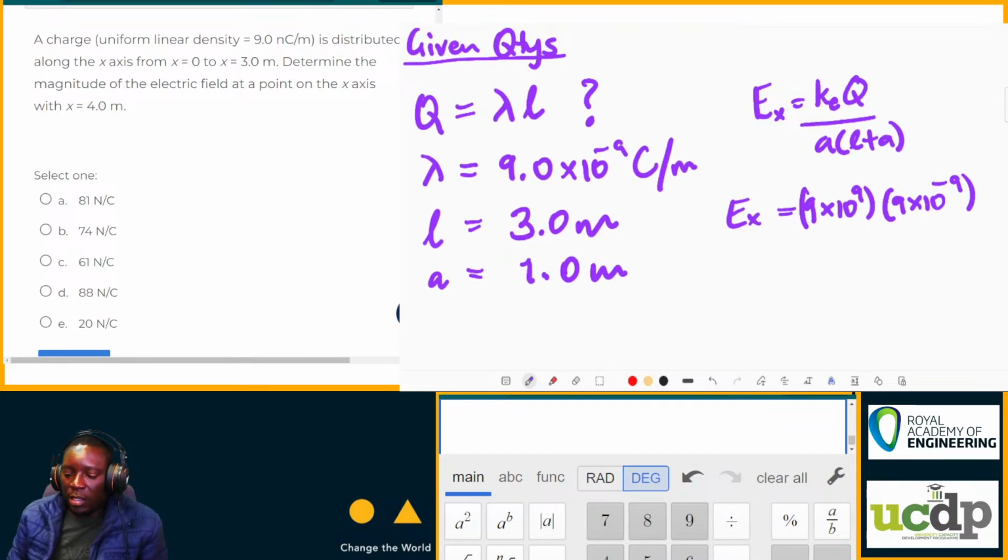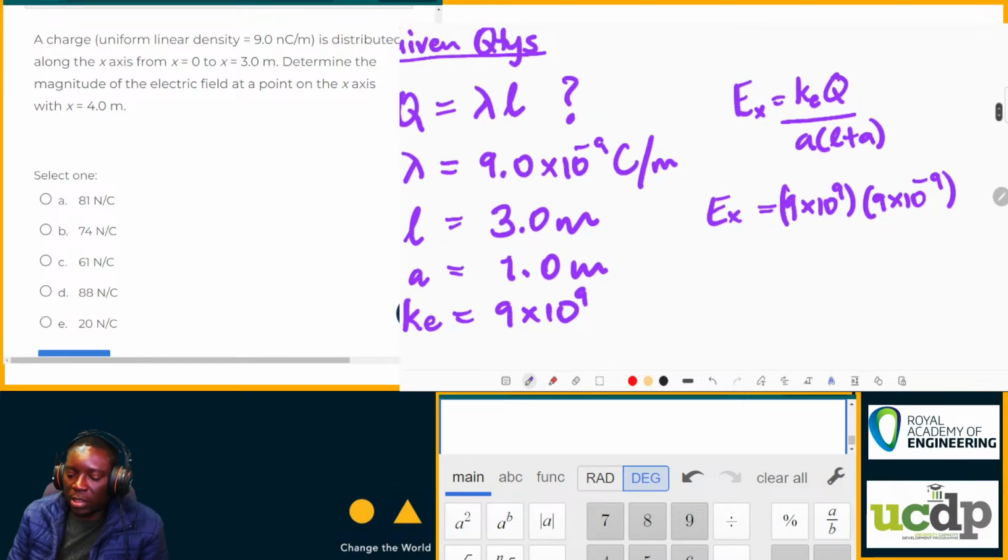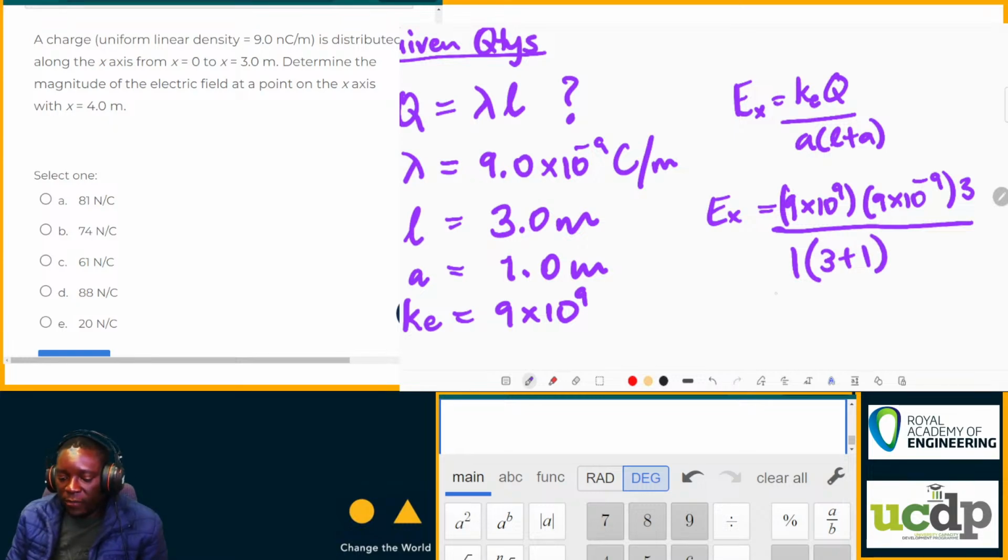Ex is Ke, where Ke is that constant, which we didn't list there. We can as well edit 9 times 10 to the positive 9, multiplied by Q. The Q is lambda L, so I was just trying there to multiply lambda, which is what we have there, times L, which is 3 meters. So I'll put the 3 there, over A, which is 1, L plus A, which is 3 plus 1. You can evaluate that.